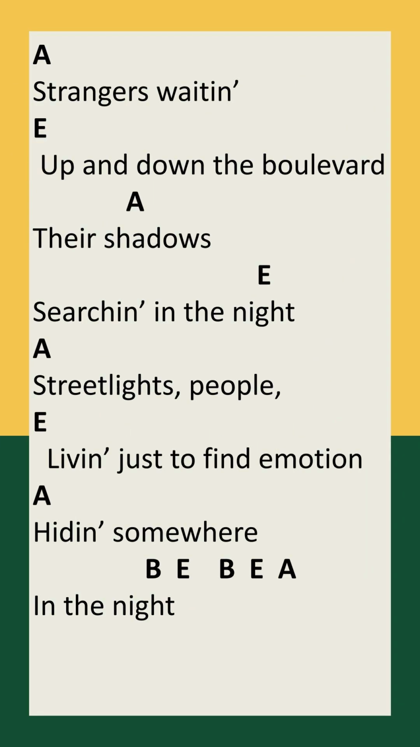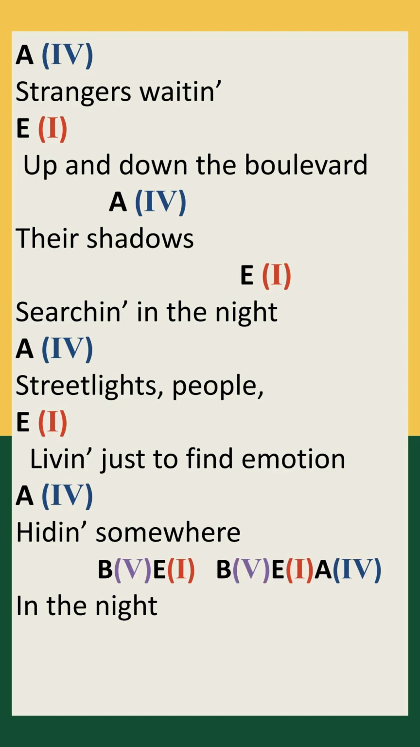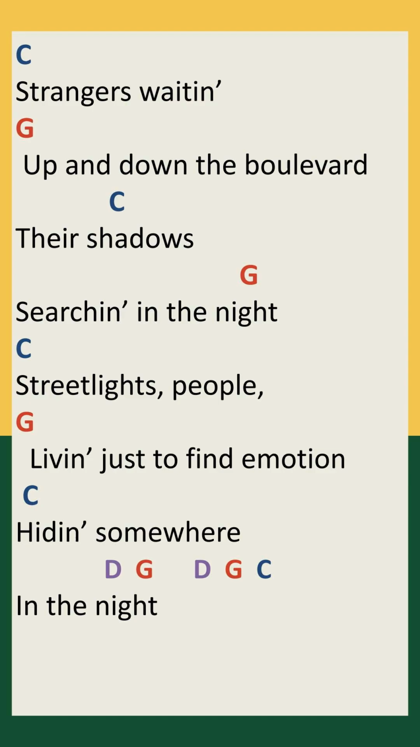Steps to transposing. Step number 1. Identify the original key. If it's not G, we're going to need to transpose it. So figure out what key it's in, then figure out what is your 1 chord, 4 chord, 5 chord, and 6 chord in that original key, so you can identify them on the chord sheet. Then replace the 1 chord with G, the 4 chord with C, the 5 chord with D, and the 6 chord with E minor. Ta-da! Now you have the song in the key of G instead.